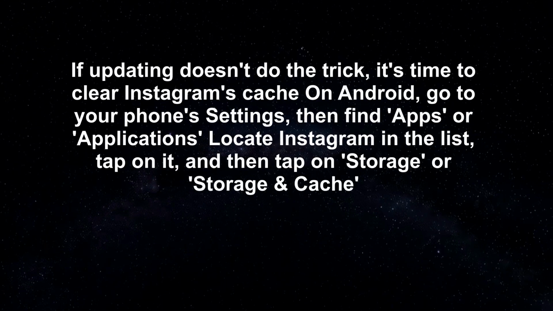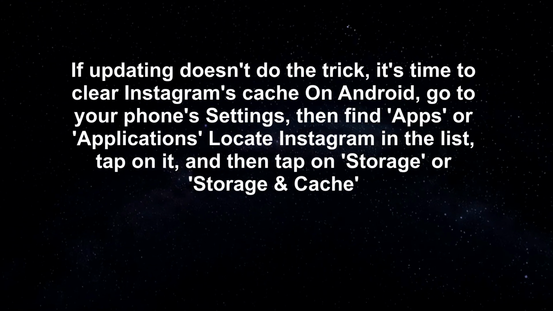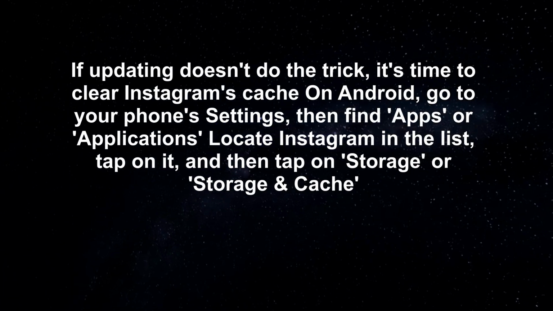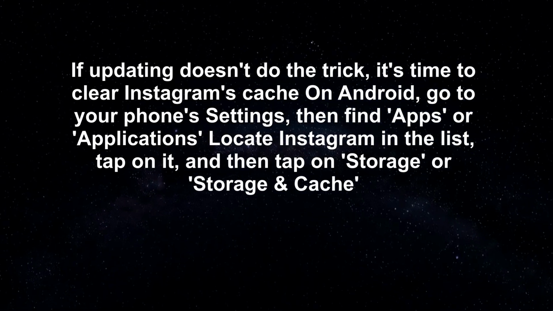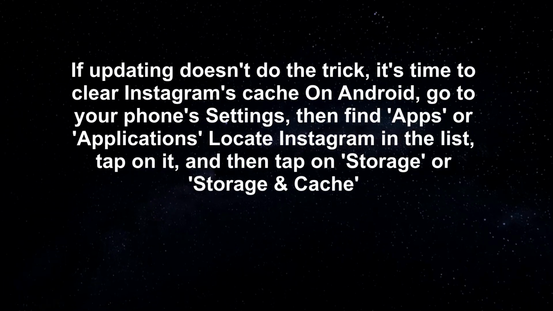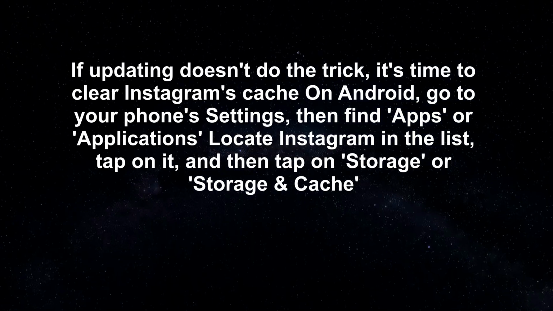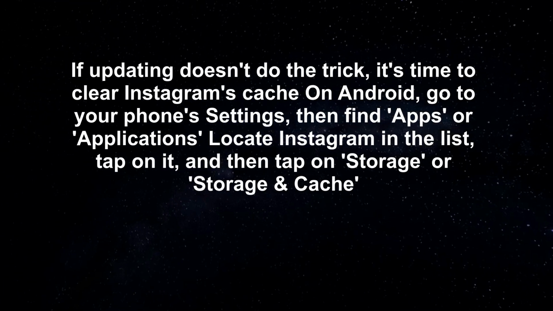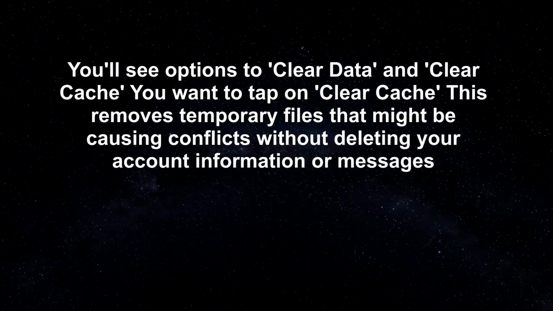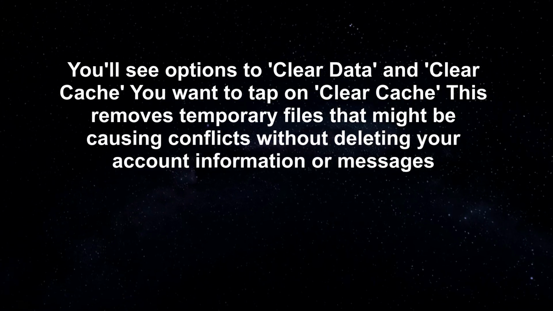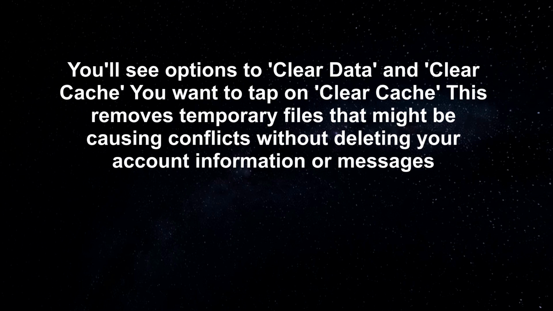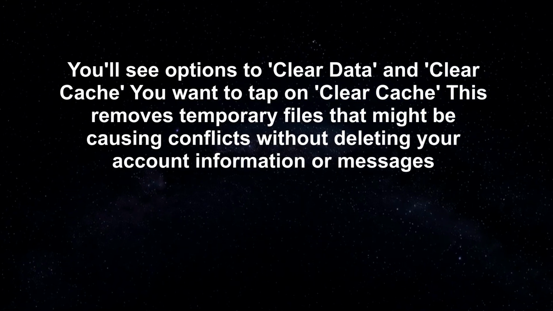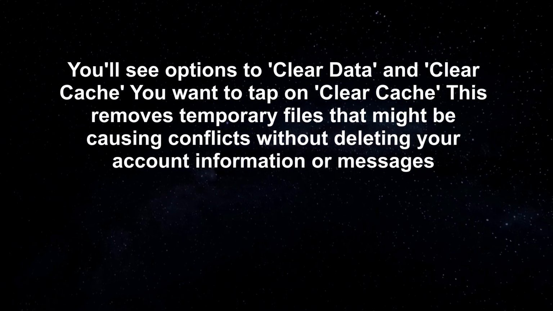malfunctioning feature. If updating doesn't do the trick, it's time to clear Instagram's cache on Android. Go to your phone settings, then find apps or applications, locate Instagram in the list, tap on it, and then tap on storage and cache. You'll see options to clear data and clear cache. You want to tap on clear cache. This removes temporary files that might be causing conflicts without deleting your account information or messages.